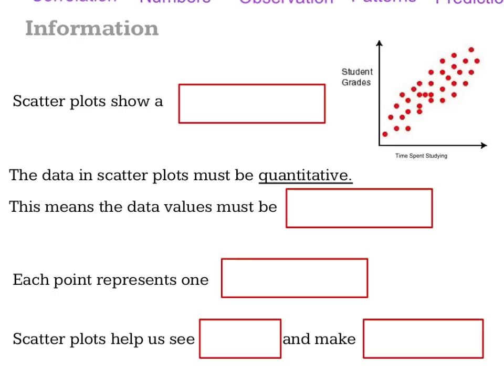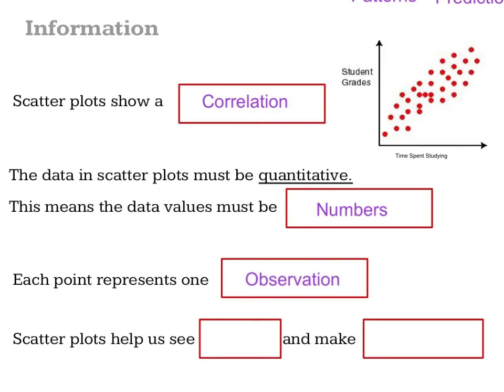First of all, scatter plots show a correlation, and the data in the scatter plot must be quantitative, and this means that the data values must be numbers. Remember, there's two types of data: qualitative and quantitative. Quantitative talks about numbers, and that's what we're going to be looking at when we're talking about scatter plots. Each point represents one observation, so one thing that happened, and scatter plots help us see patterns and make predictions based on those patterns.